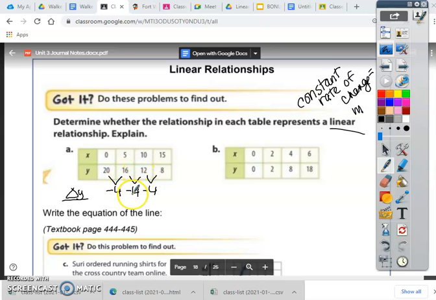Okay? 16 take away 12 is 4. 12 take away 8 is 4. Okay? So my delta y, I'm going to move this over a little. My delta y is negative 4. Okay? And then here, we change by 5. Okay? So we do have a constant rate of change, right? So guys, this is linear. Why is it linear? Because it has a constant rate of change. This means we can write an equation for it.